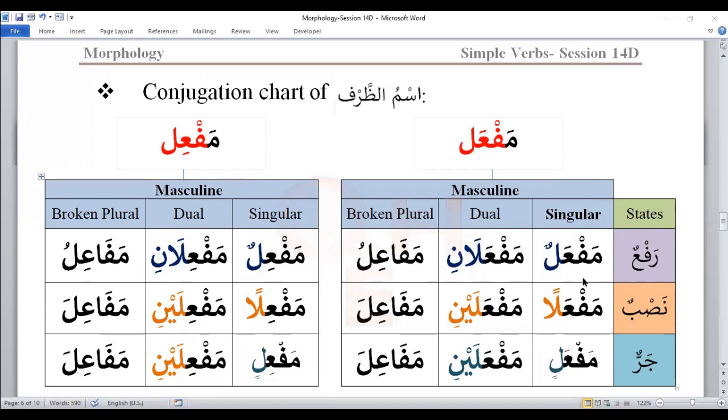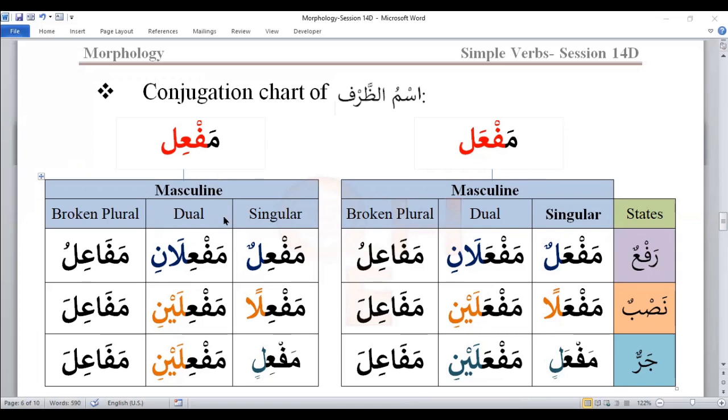So for the default state, singular, maf'alun. Dual, maf'alani. Broken plural, mafa'ilu. For the nasb, it will get fatha at the end. Maf'alan, dual, maf'alaini. Broken plural, mafa'ila. For the jar, for the singular, maf'alin, because it's jar, it will get kasra. Dual, maf'alaini, and broken plural, mafa'ila. You can see up to the dual, the ending is matching with ismul fa'il and ismul maf'ul.